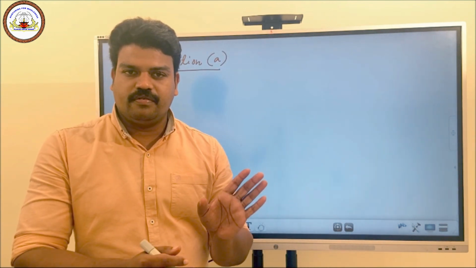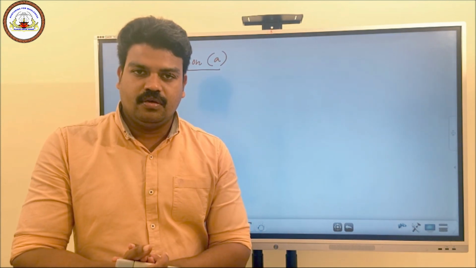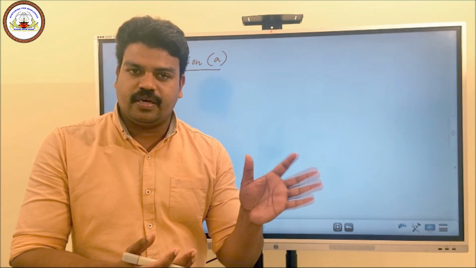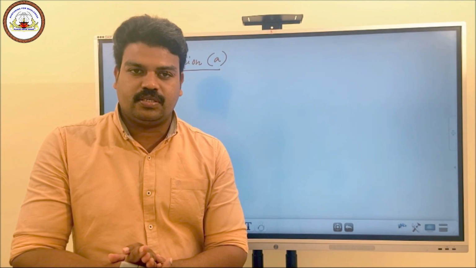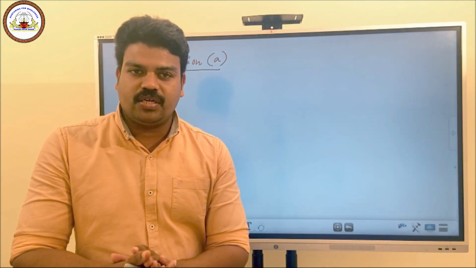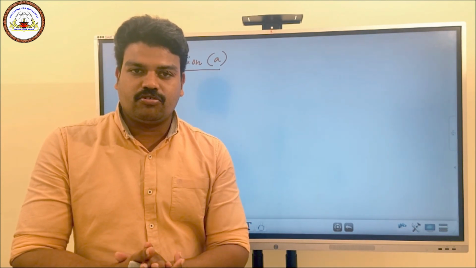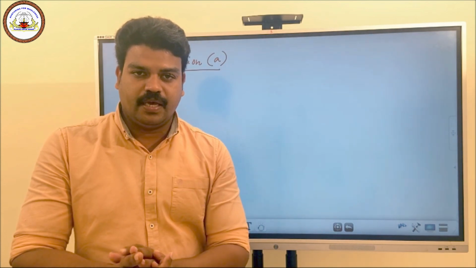Rate of change of velocity is acceleration. Velocity is a vector quantity, therefore acceleration is also a vector quantity. Instantaneous acceleration a is equal to dv by dt.